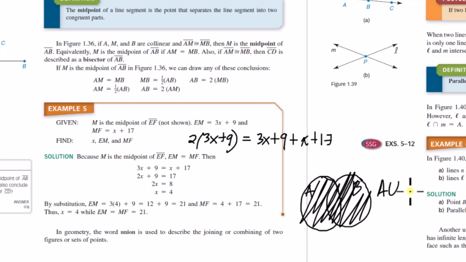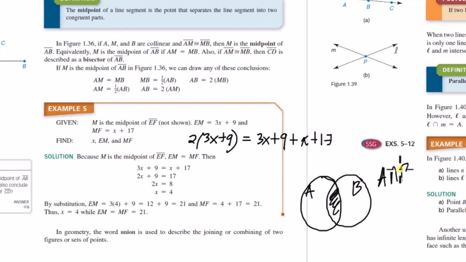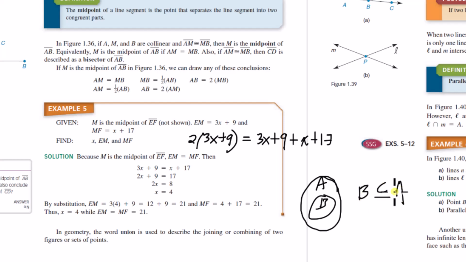Now, intersection is just where they intersect. That's A intersection B. And then we saw a subset earlier in section 1: if B is a subset of A, you would write B is a subset of A.